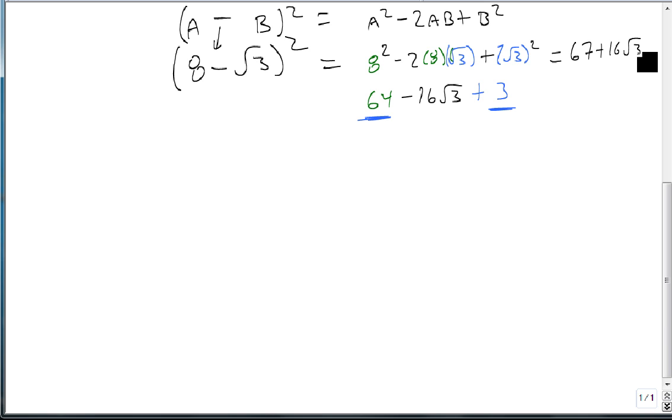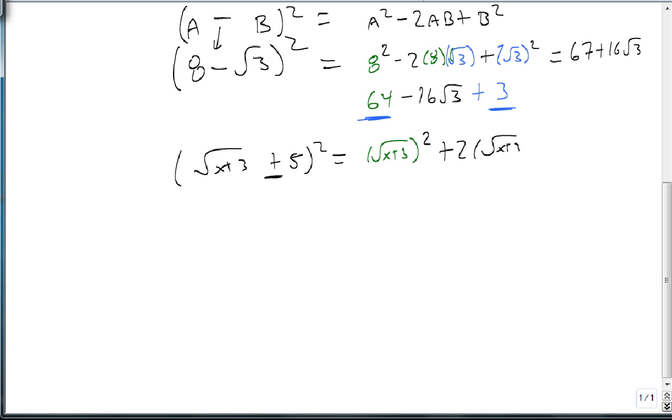Well, one final problem. Suppose I have the square root of x plus 3, plus 5, squared. And this does the exact same thing. In fact, there's a reason we're looking at this now. So our a is the square root of x plus 3, which we square, plus, copy that sign in the middle, 2 times the square root of x plus 3 times 5.